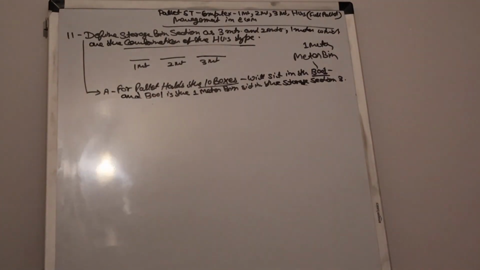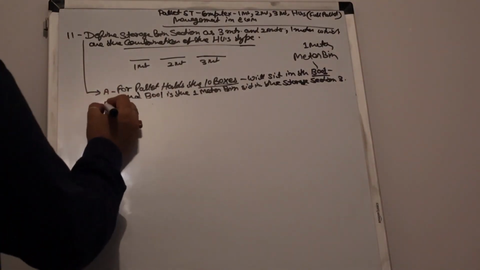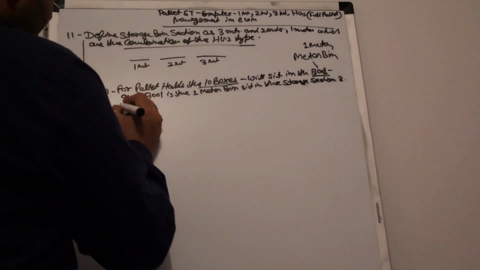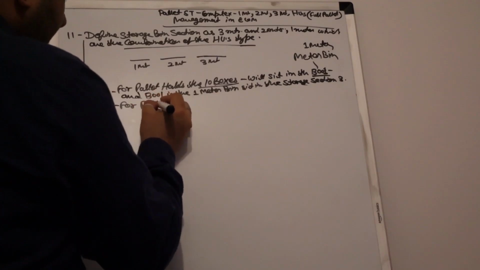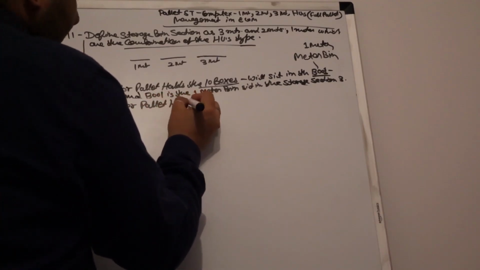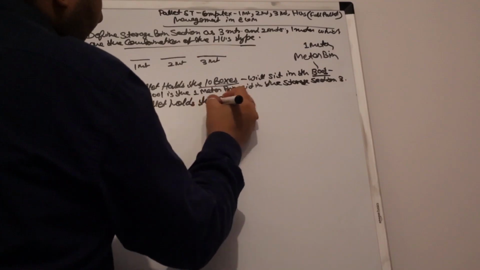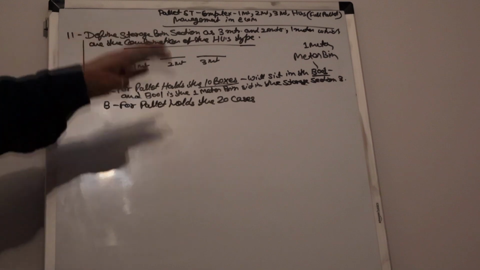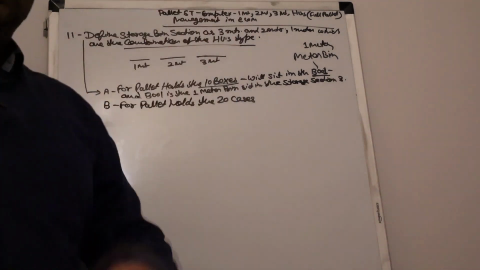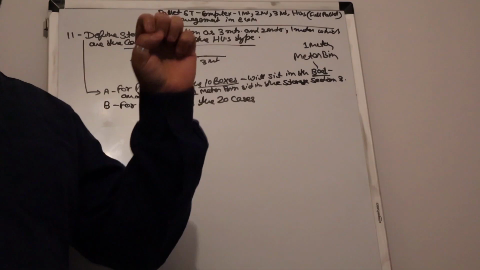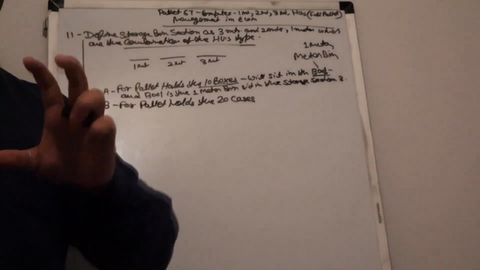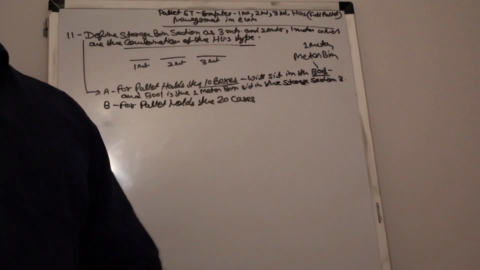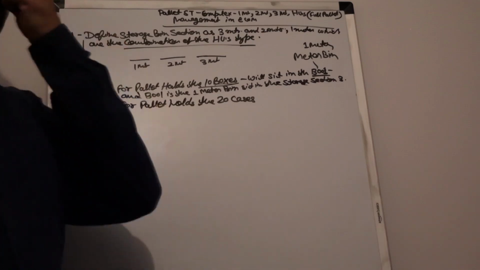Next configuration, B, which comes under 11 point. For pallet holds the 20 cases. Configurations, screenshots, how we do, where we click, which screen will be open, everything you will find in my book, line by line, step by step, or in my configurations full course videos.